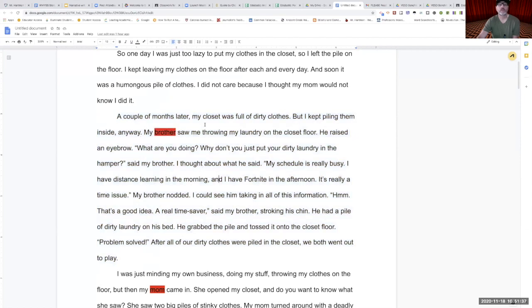A couple of months later, my closet was full of dirty clothes. I kept piling them inside anyway. My brother saw me throwing my laundry on the closet floor. He raised an eyebrow. "What are you doing? Why don't you just put your dirty laundry in the hamper?" said my brother. I thought about what he said. My schedule is really busy. I have distance learning in the morning and I have Fortnite in the afternoon. It's really a time issue. My brother nodded. I could see him taking in all of this information. "That's a good idea. A real time saver," said my brother, stroking his chin. He had a pile of dirty laundry on his bed. He grabbed the pile and tossed it onto the closet floor. Problem solved. After all of our dirty clothes were piled in the closet, we both went out to play.